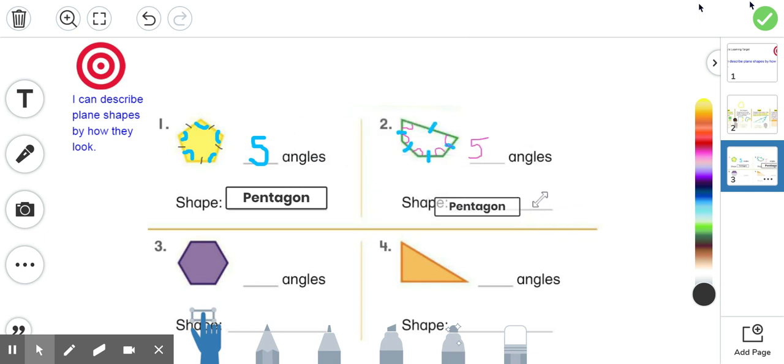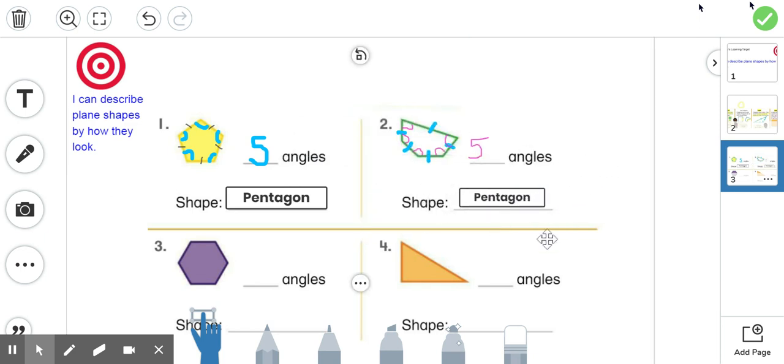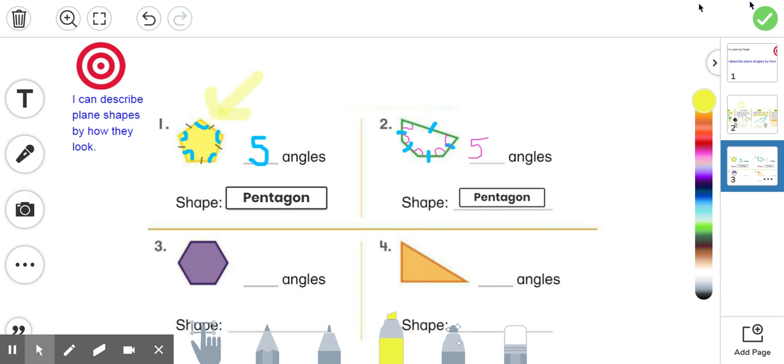However, don't those 2 pentagons look different? This pentagon looks different than this pentagon, but they're both pentagons because they have 5 sides, 5 vertices, and 5 angles. All right, I'll do one more, and then the rest I'm going to have you do on your own on Seesaw. But let's just take a look at number 3 and count the sides.